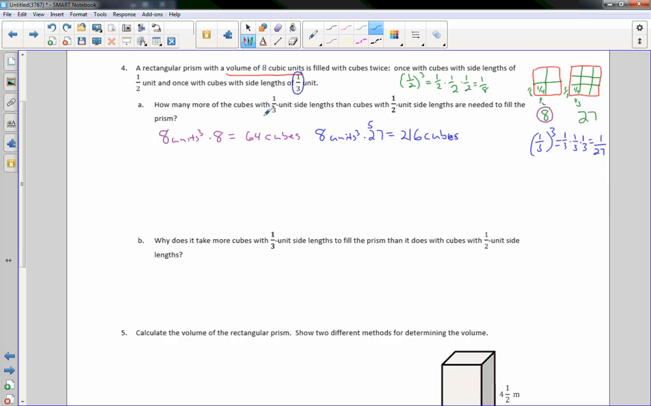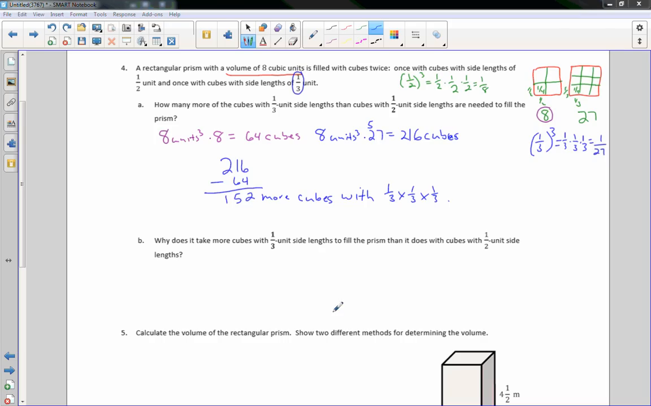So the answer is, how many more of the cubes with 1/3 length than 1/2? Well, it's the difference. It's the cubes of 1/3 minus the cubes with 1/2. So it'll be 216 minus 64. And that's 2 and 21 minus 6 is 15. There will be 152 more cubes with 1/3 by 1/3 by 1/3. Okay.